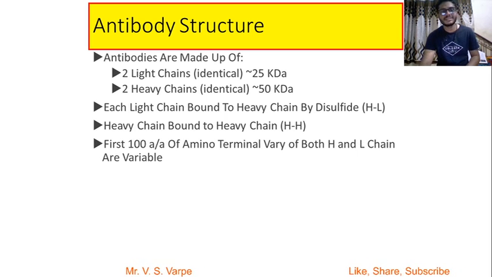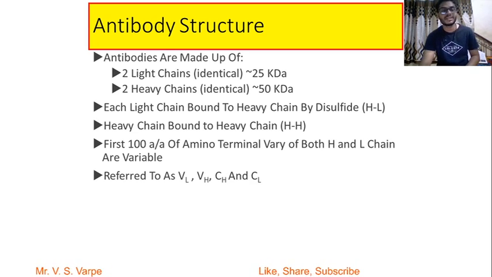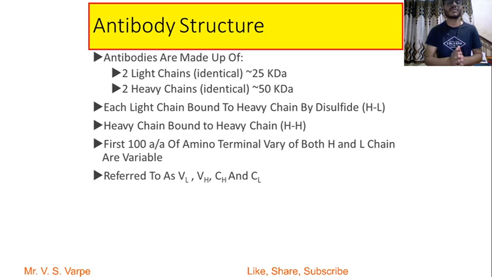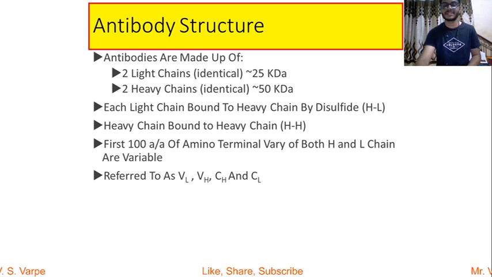Then the next one is the first 100 amino acids. This first 100 amino acid terminal varies for both heavy and light chains, and that's why this region is also called the variable region. So we have the variable light region, variable heavy region, constant heavy region and constant light region here.